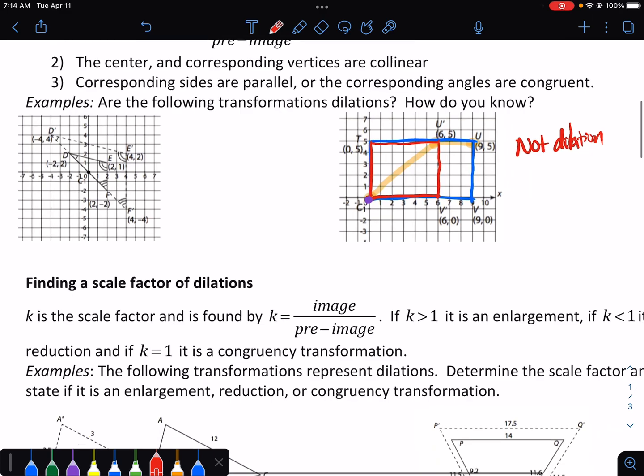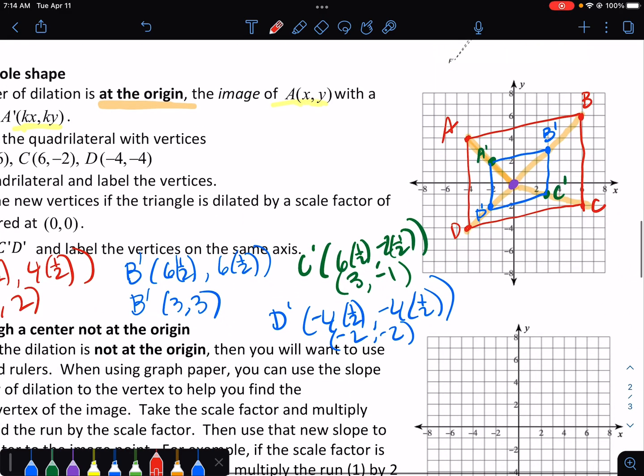We also know that the corresponding sides are parallel. So these two would be parallel, these two would be parallel, and these two would be parallel, and these two would be parallel. Now it looks like a parallelogram, but I haven't checked. You would need to double check your slope here and your slope here. Make sure that it's the same. But all the corresponding sides are parallel when you have a dilation, so you have that aspect as well.